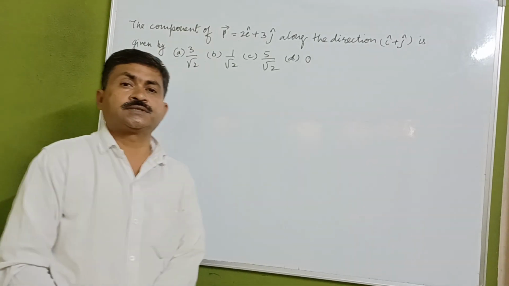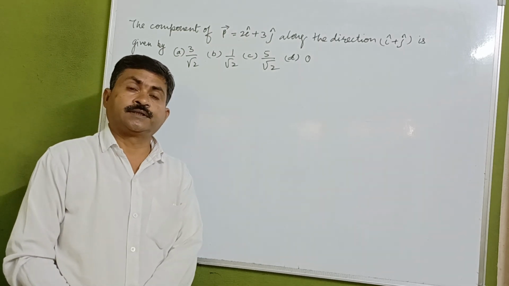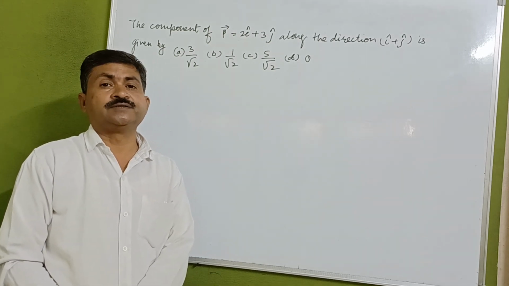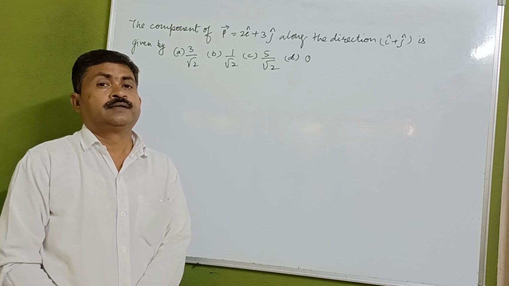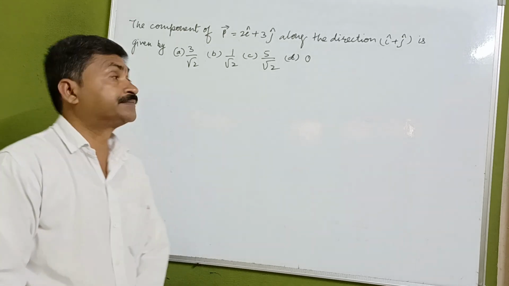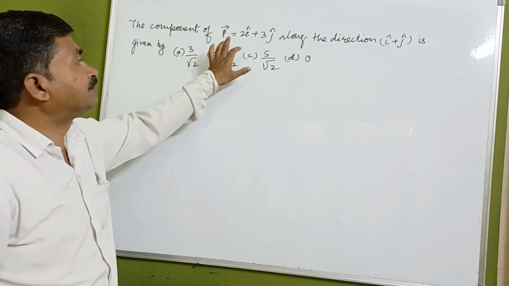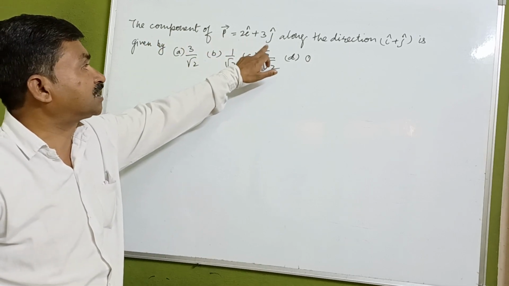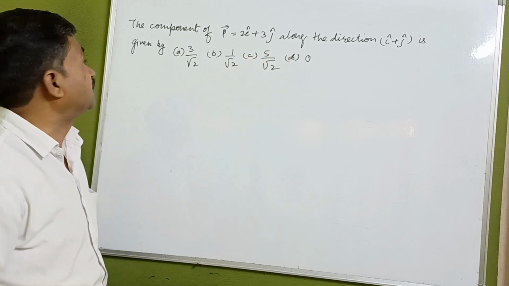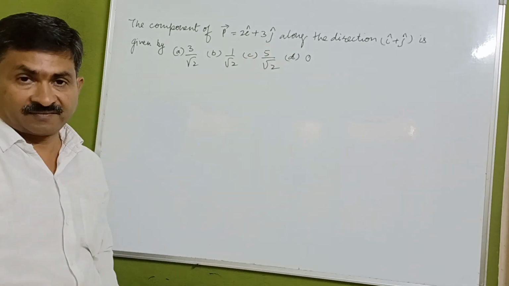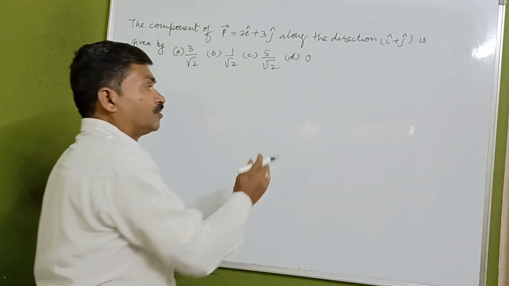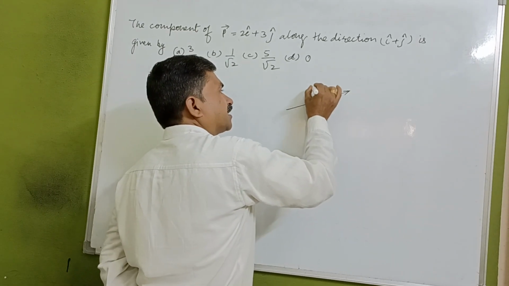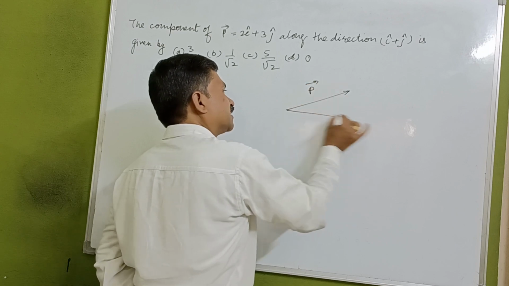Yes, dear students, we have another question which is based on vectors, related with motion in a plane. The question is: the component of vector P = 2i + 3j along the direction of i + j is given by? We have to determine this. Suppose we take this vector P and another vector Q.